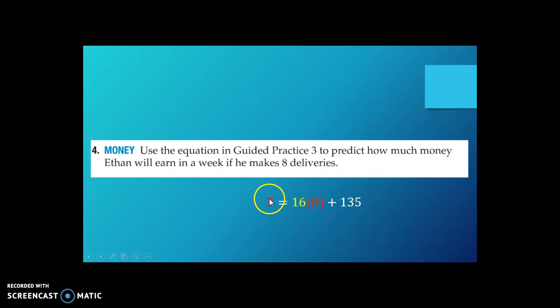So the total amount he makes is the $16 per delivery. He made 8 deliveries, and then the $135 y-intercept, which is actually his weekly salary. It's his starting salary. He makes this whether he sells 0, whatever he's selling, and then we just add this extra bonus $16. So I make this multiplication. I get 128 plus 135. I add, and so his salary would be $263.